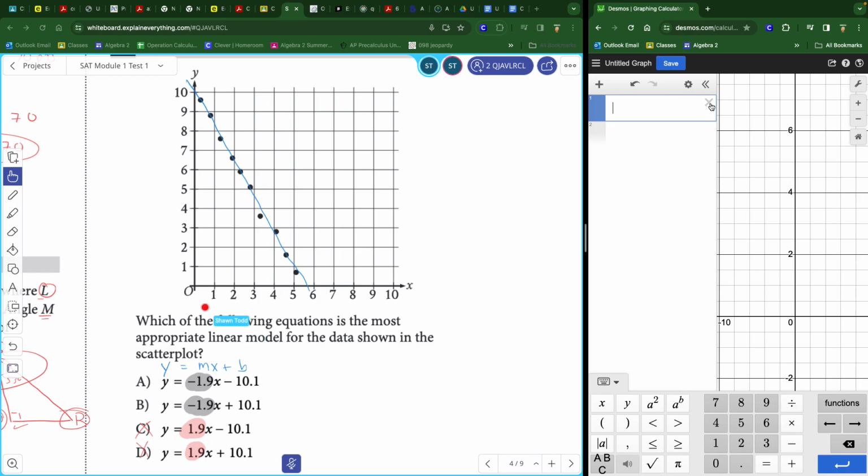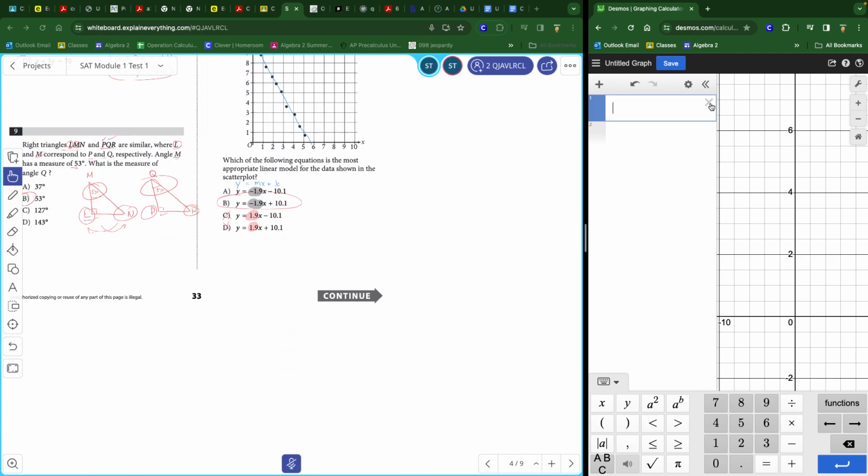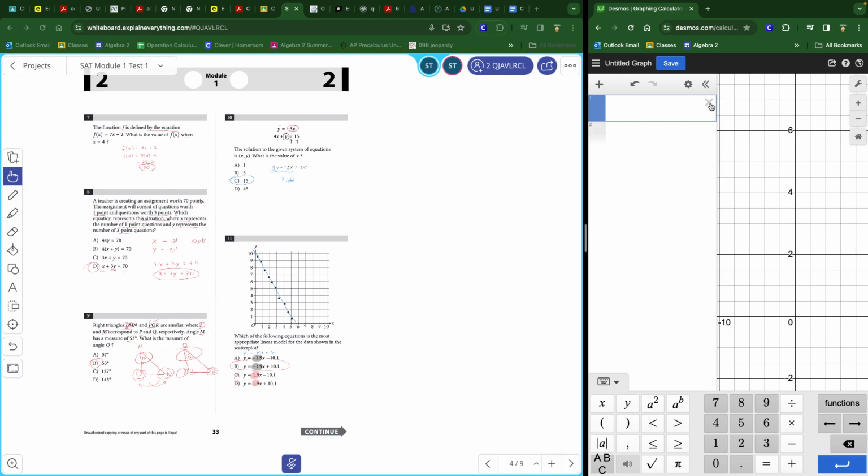This one's at negative 10, that'd be down there. This one's at positive 10. So we're way up here with a negative slope. Clearly that is answer B. And that's it for 7 through 11.